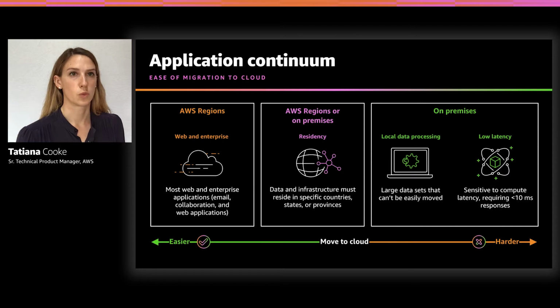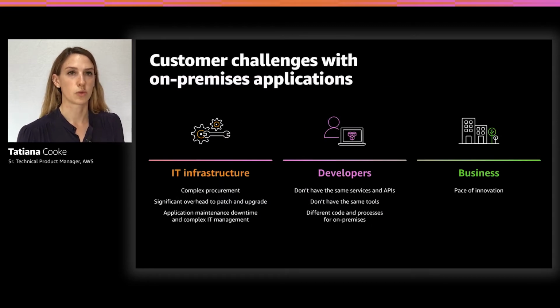Customers who can't move certain workloads to the region because of data residency, local processing, or latency requirements then have to build and maintain on-premises infrastructure at their facility. This introduces complexity in several ways. First of all, for the IT infrastructure team, there's a complex procurement and provisioning process to bring new infrastructure to their premises. They may have to work with multiple vendors and have months-long lead time to get infrastructure up and running, even if their workloads are scaling more quickly than that. They have overhead to patch and upgrade applications that are running on premises, and they may need to schedule maintenance downtime or arrange for on-site resources every time they have to make an application change, which can impact their operations.